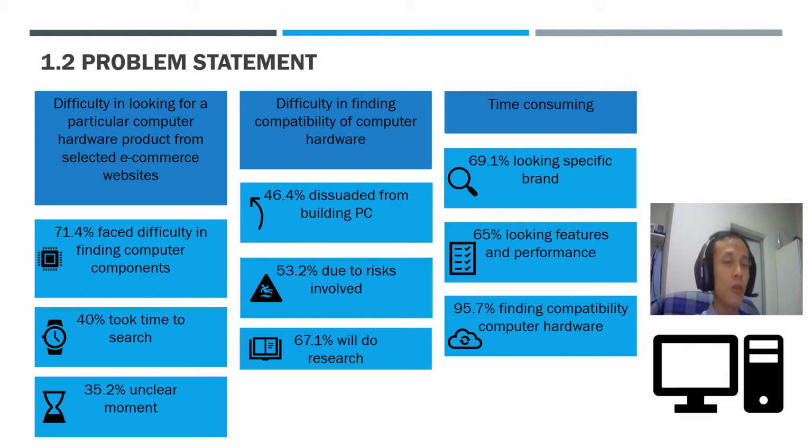And the last problem statement is time consuming. About 69.1% of respondents will look for a specific brand. 65% of respondents will look at features and performance before buying the products. And 95.7% of respondents will check the compatibility of computer hardware.